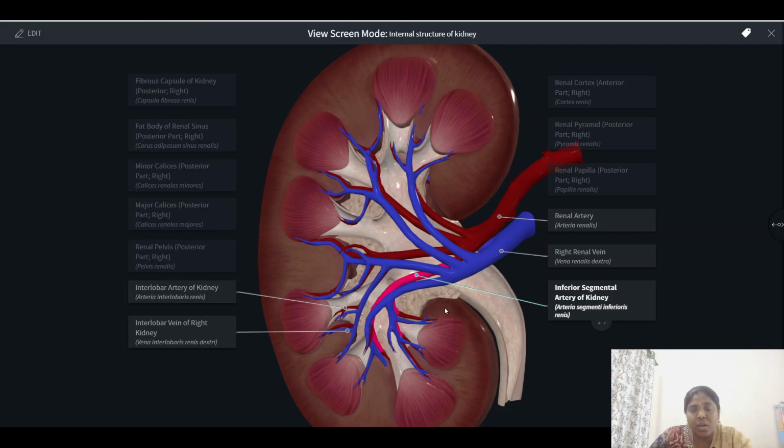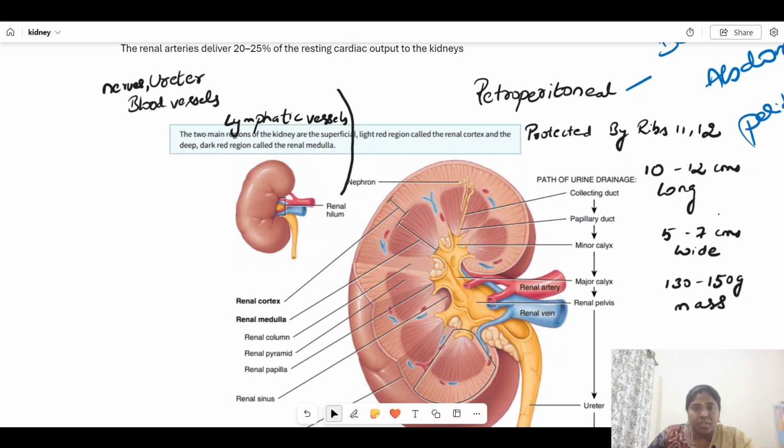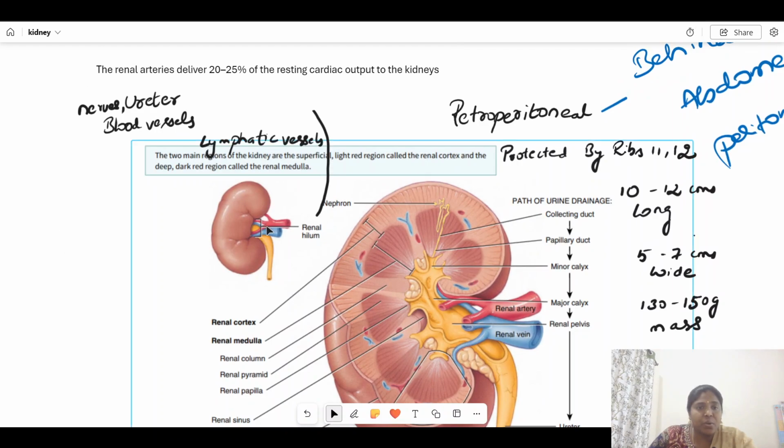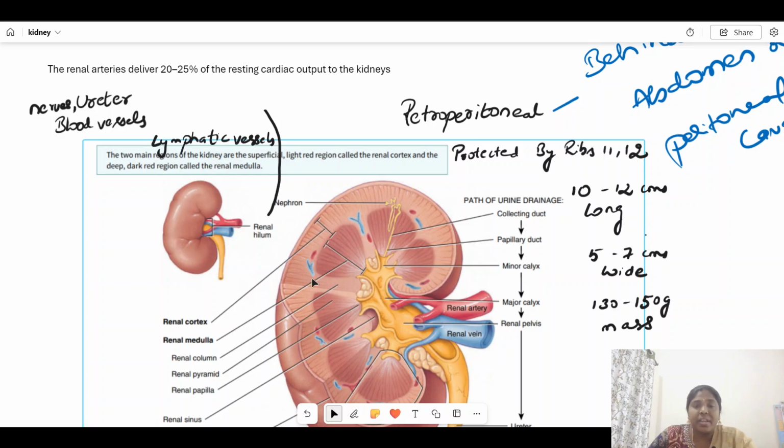This particular area is called the renal pelvis. Here we will have the entry and exit of all the nerves, blood supply, and lymphatic tissue. All the entry and exit portion is called the hilum of the kidney. When you look at the kidney, just now I have told you this is called the renal hilum, where we can see the entry and exit of lymphatic vessels, nerves, ureter and blood vessels. Around 20 to 25% of the cardiac output goes directly to the kidneys through the renal arteries.